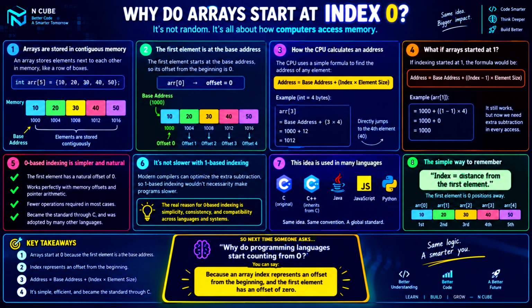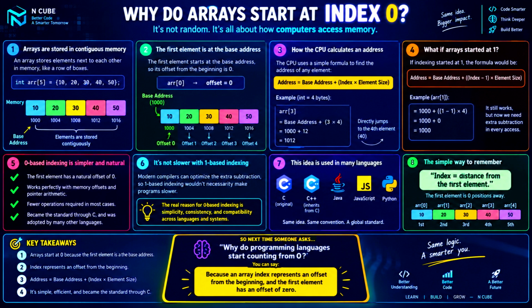And now, moving forward, the first element is located at the base address. This is the second step. The first element starts at the base address, so its offset from the beginning is 0. The CPU can calculate the address of any element using: address equals base address plus index times element size.